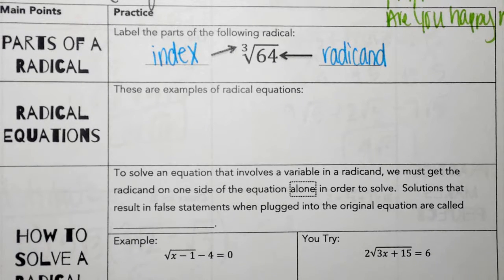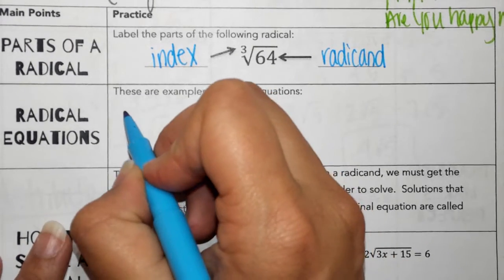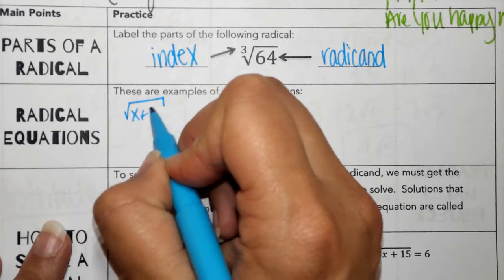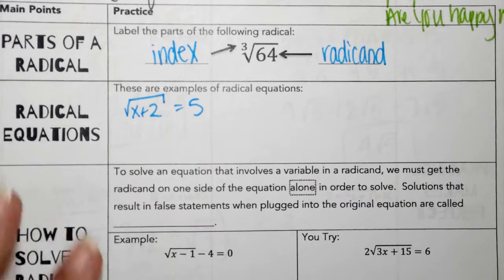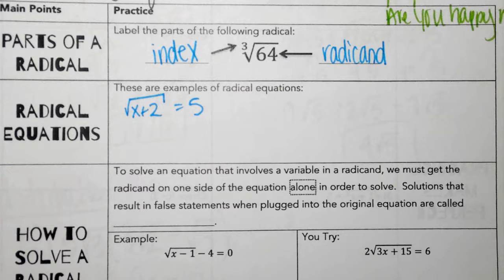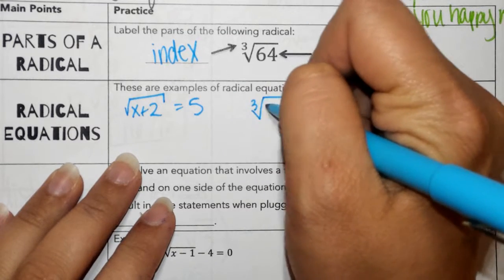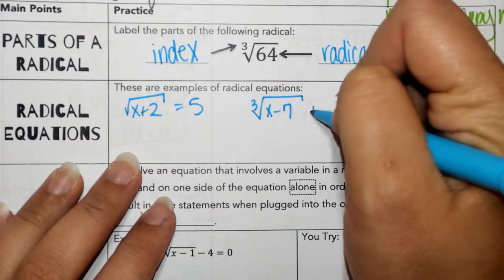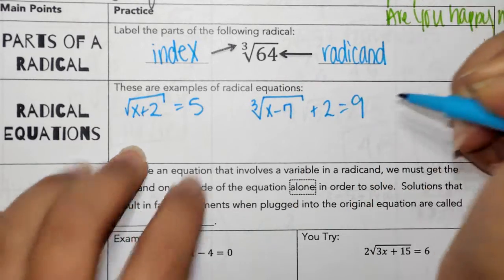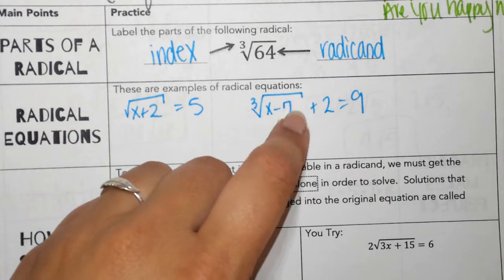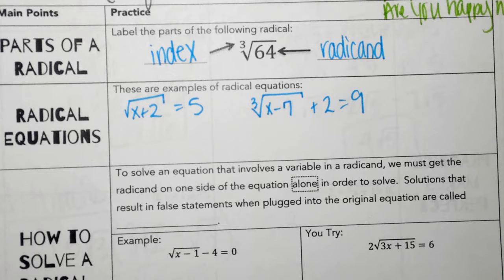Alright, so these are examples of radical equations. It would be like the square root of x plus 2 equals 5, or the cube root of x minus 7, plus 2, equals 9. Notice that the plus 2 is not under the radical. So today we're going to learn how to solve these.